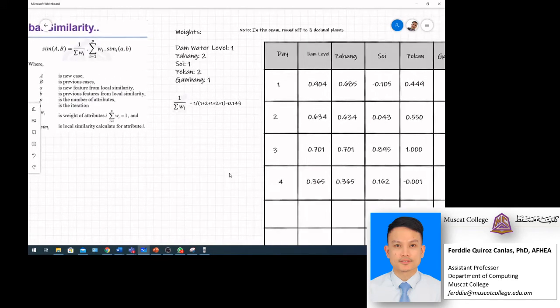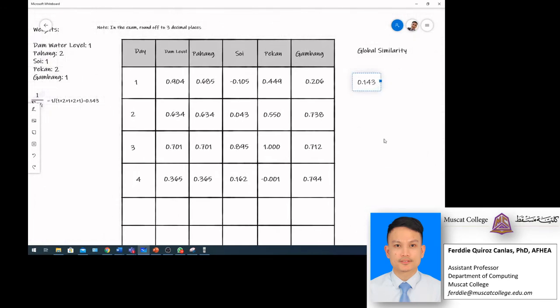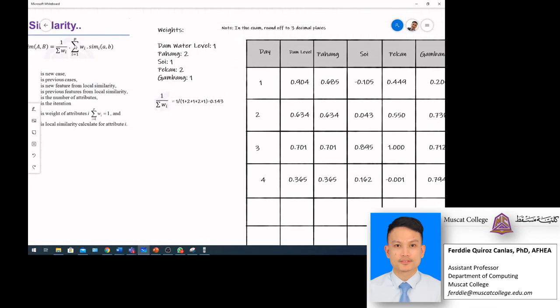Next, we go with the next portion, which is multiplied by. Let me write a star. Multiplied by the summation of the weights times the similarity of A and B. We have to add it, but this time we have to consider the weights. Pahang and Pecan take 2, so we write 2 on that one. Let me highlight it so that you will see that Pahang and also Pecan have importance. So 1, 1, 2. We just have to do the multiplication, weight times the similarity.